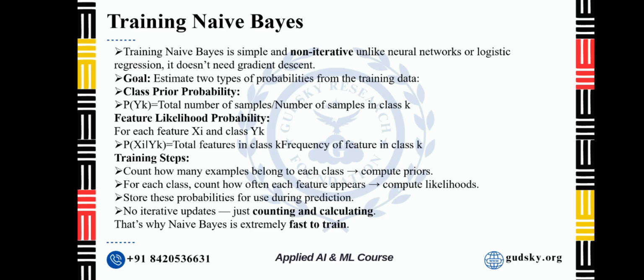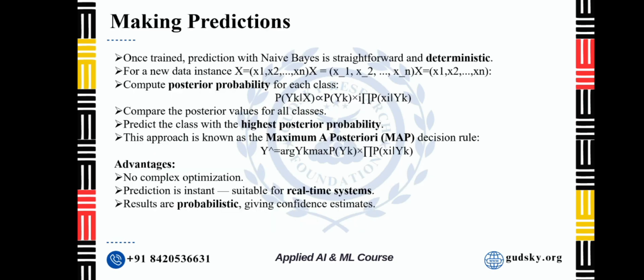Once we compute all these probabilities, we store them. That's a trained model. No complex updates, no tuning, just pure probability estimation based on the evidence. That's why naive Bayes is so fast to train and works even on large text datasets where counting is enough to capture the pattern. And if we see the next slide, making predictions after training, prediction is even simpler. It's all about applying the Bayes formula with the stored probabilities.